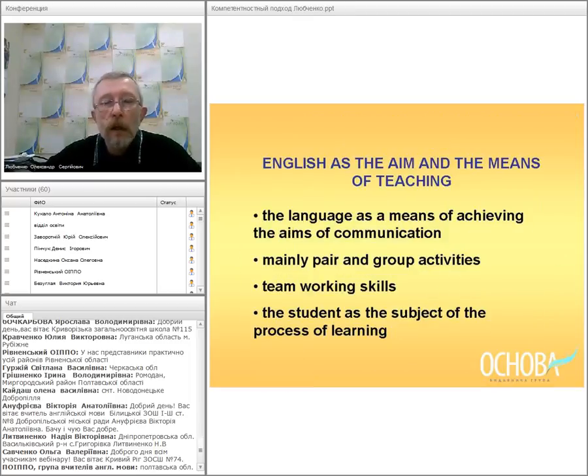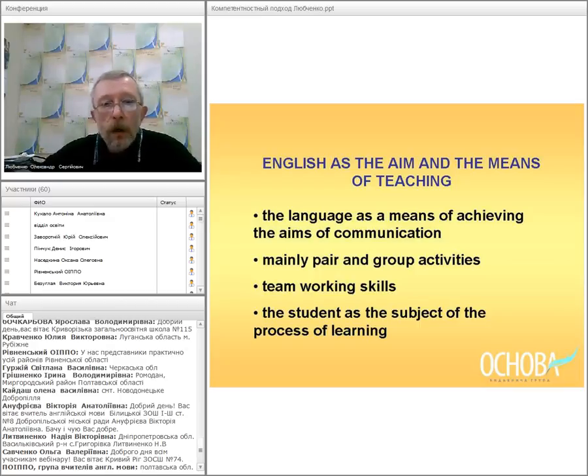One of the key issues of the whole process of teaching the language is that the language is not only the aim of teaching, but the means of teaching and the means of achieving the aims of communication, because language is for communication. That's it, period. For this purpose, mainly pair and group activities are used in the book.